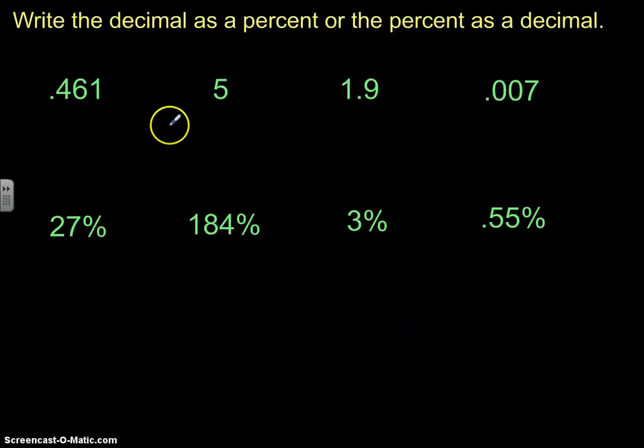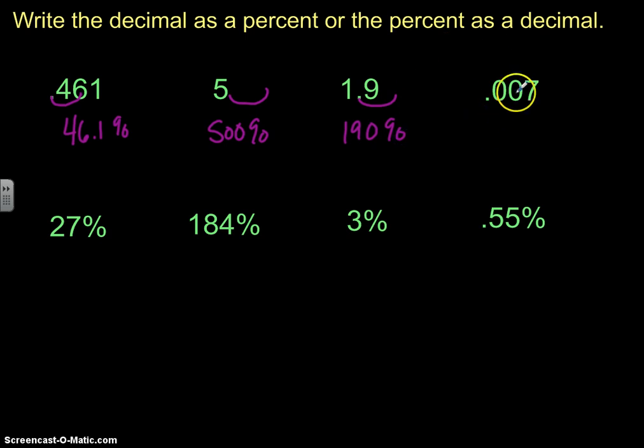Let's look at this. Write the decimal as a percent or the percent as a decimal. We're going to make the decimal a percent. Two places to the right becomes 46.1%. Here, two places to the right becomes 500%. Two places to the right, that's 190%. Two places to the right, I almost went three places, but it's 0.7%.